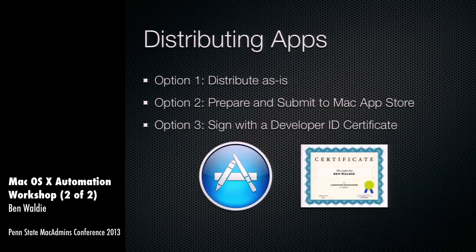So your options: distribute apps as is, but your users are going to run into limitations. Prepare and submit to the Mac App Store. You can, but it's not easy. You're probably going to get rejected and have to go through an appeal process. Not that I know from any experience, but you can sign AppleScripts and Automator workflows with a Developer ID certificate. So if you create a Developer ID and download a certificate, you can sign scripts and apps with that. If you want sample code or help with that, feel free to message me on Twitter or email me and I'll help you.